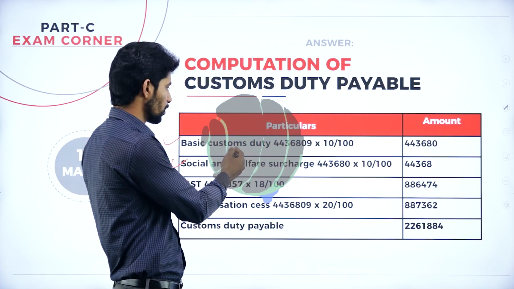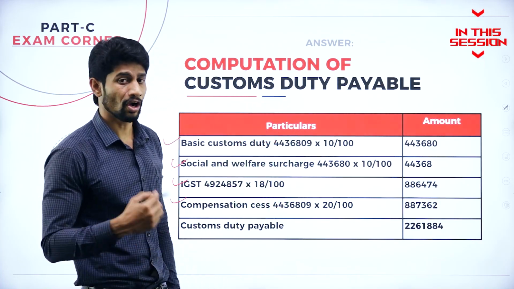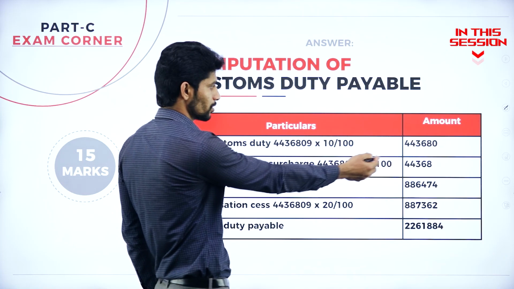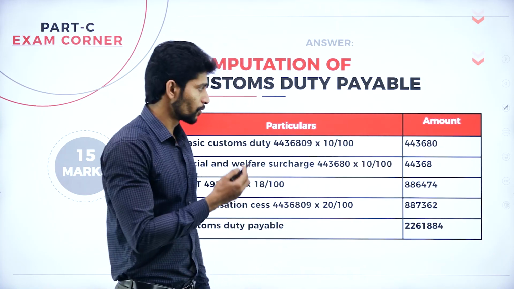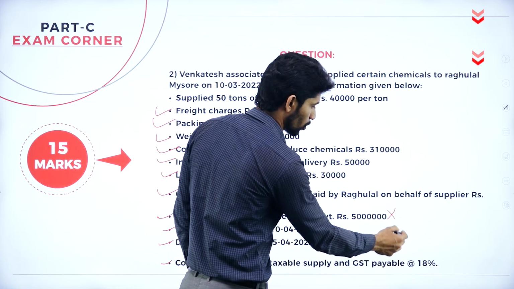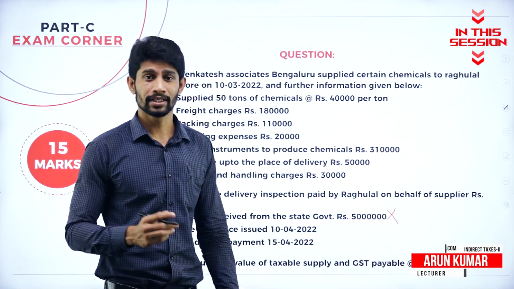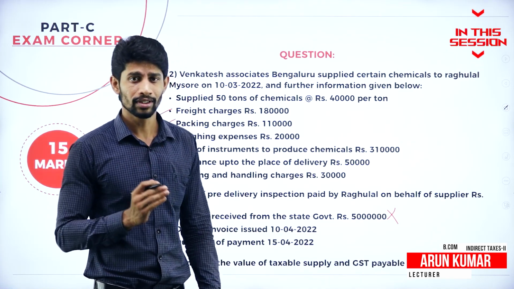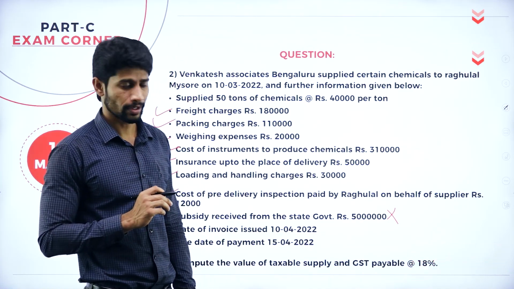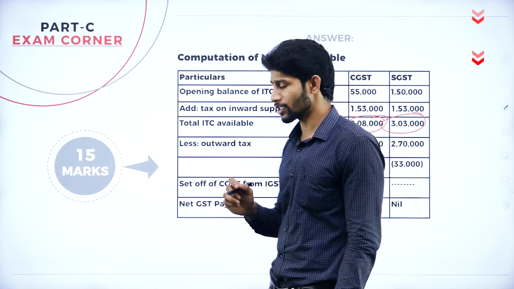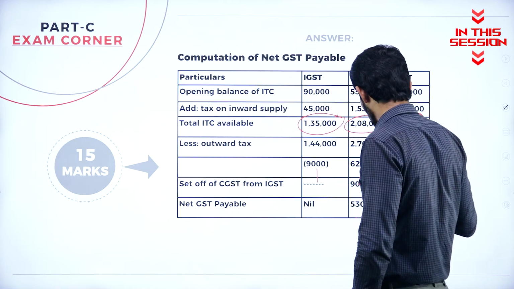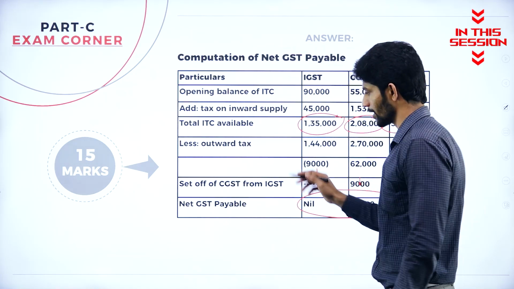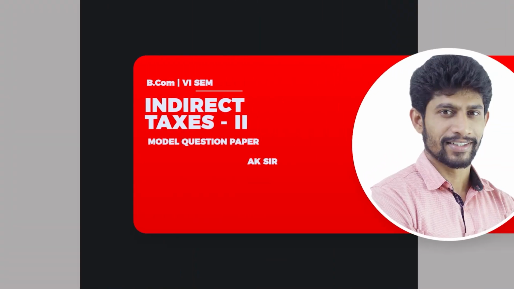So always you'll be computing the basic custom duty on the assessable value at 10%, and you'll get this much value, that is 4,43,680. Subsidy we are not supposed to consider, because any subsidy provided by the central government or the state government should not be added to the computation of value of supply. After deducting the output tax payable and adjustments, you are going to get the balance net GST payable.